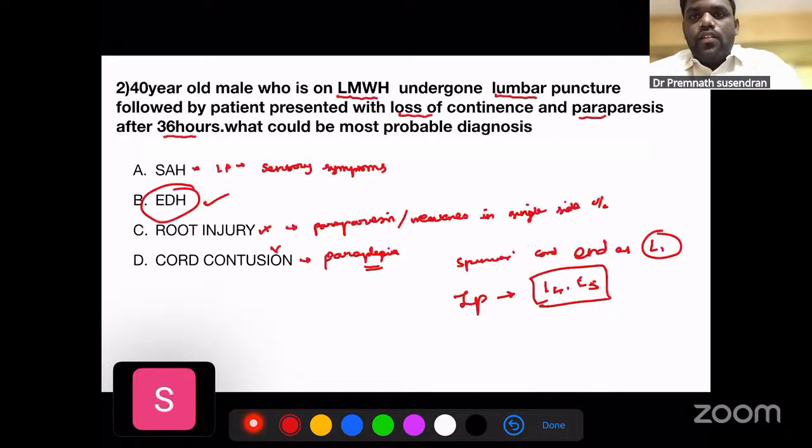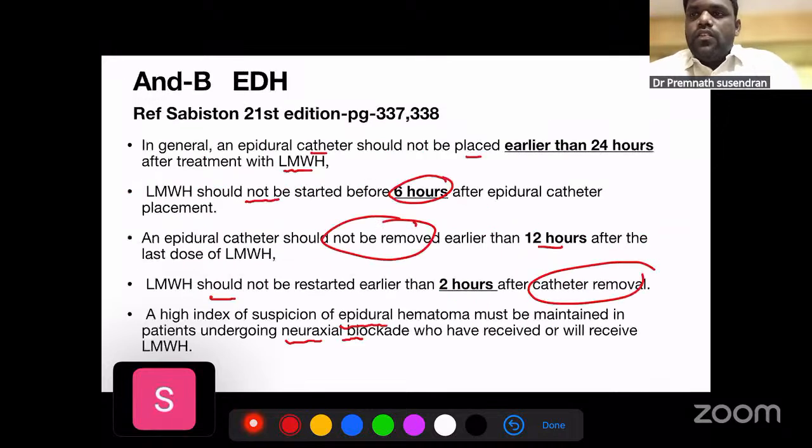So our answer for the question is extradural hematoma. Other possible MCQs that can be asked in future: the epidural catheter should not be placed earlier than 24 hours after treatment with low molecular weight heparin. Low molecular weight heparin should not be started before 6 hours after epidural catheter placement, and the catheter should not be removed within 12 hours after the last dose. The heparin should not be restarted earlier than 2 hours after catheter removal.